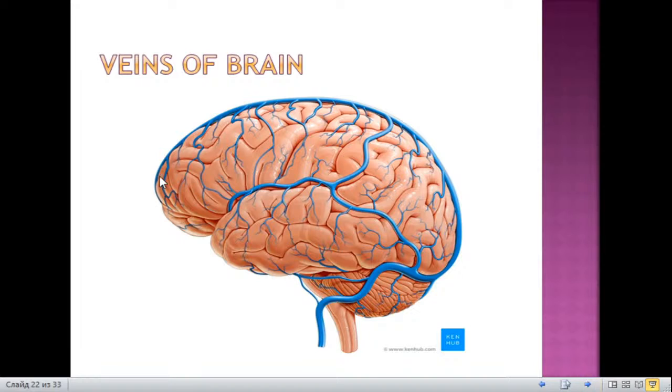We have the medial superficial vein, but the most interesting thing happens at the dorsolateral side of the brain, because we have no big sinuses at the dorsolateral side of the brain. So what is the solution here? We have three big veins at the dorsolateral side of the brain, which help with the venous drainage.